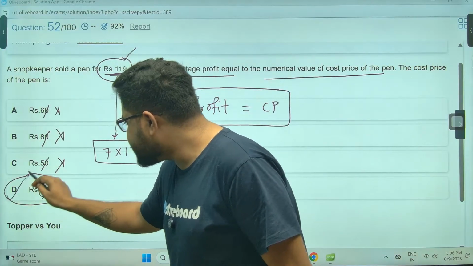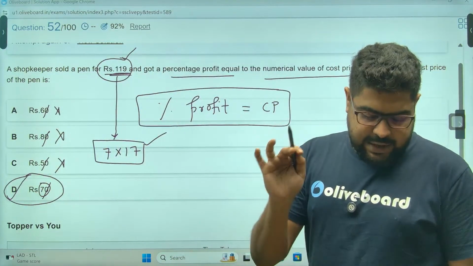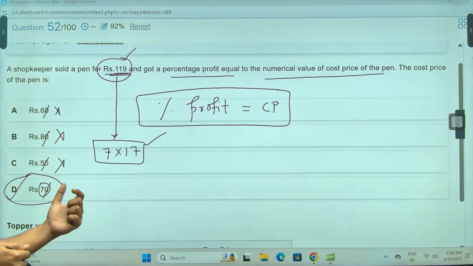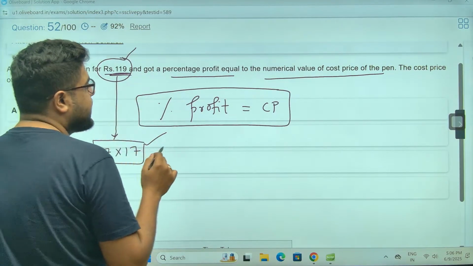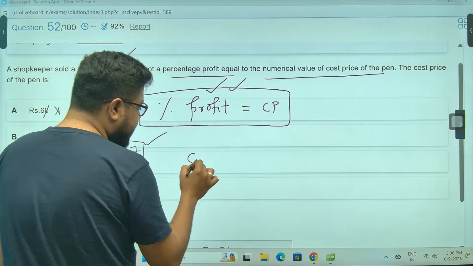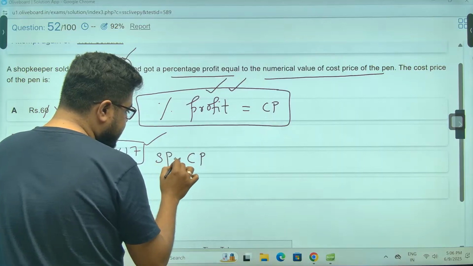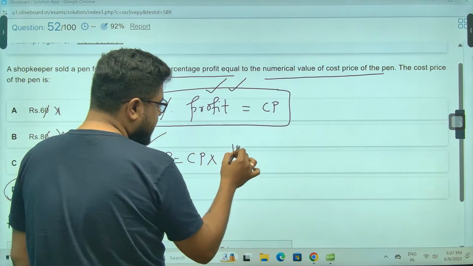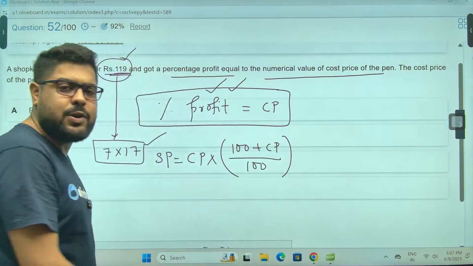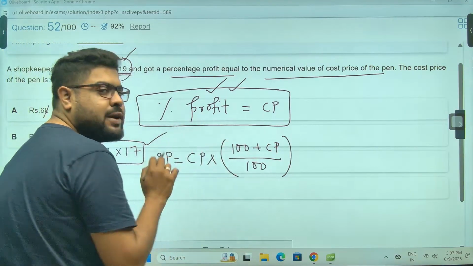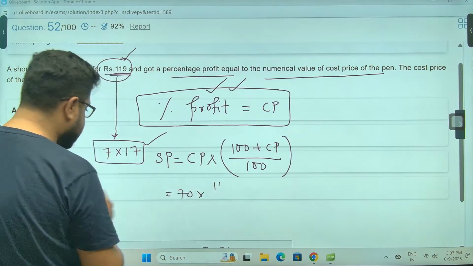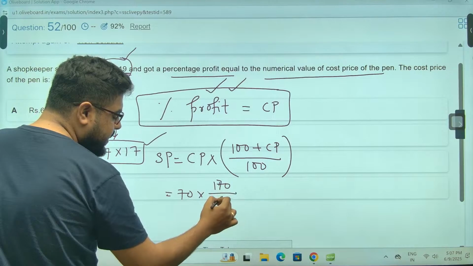This has to be your answer. Now you might say, why? There is a definite case. Why are you saying this 70 is the answer? Please understand. What does this line mean? Profit percentage is this. It means SP will be CP into (100 plus CP) by 100, because profit percentage is equal to CP only. So if you calculate this, you just put 70 here. 170 means this will become 170 by 100.